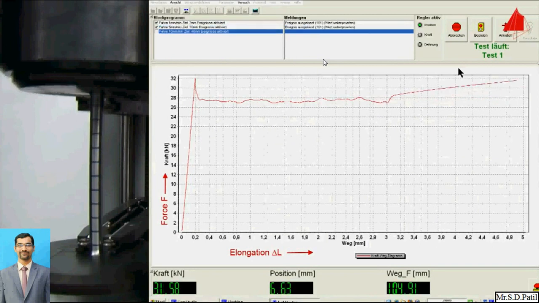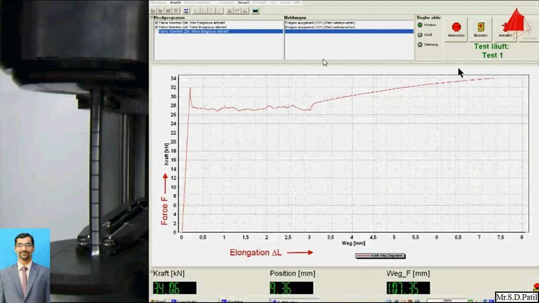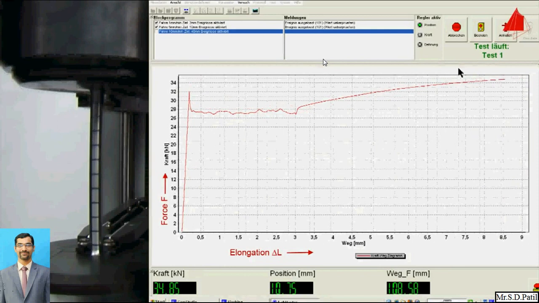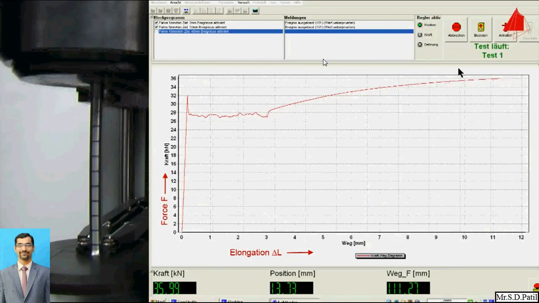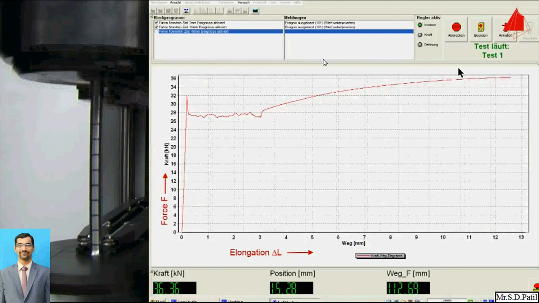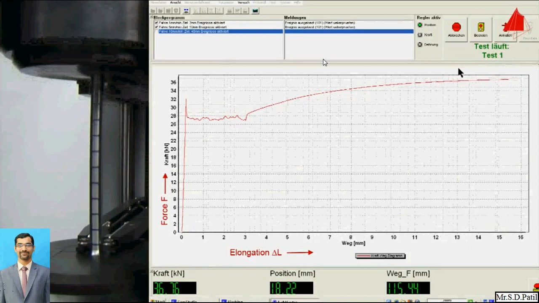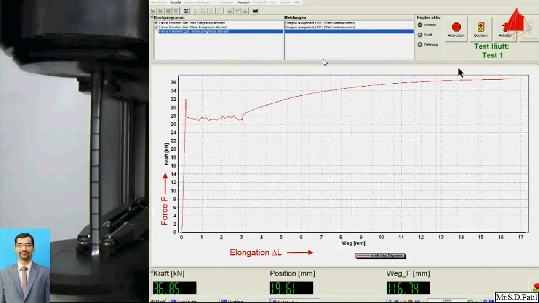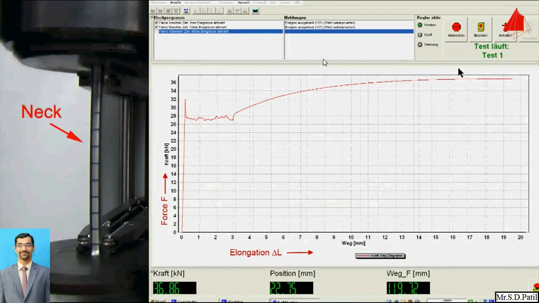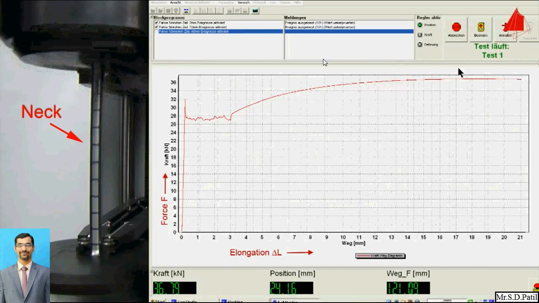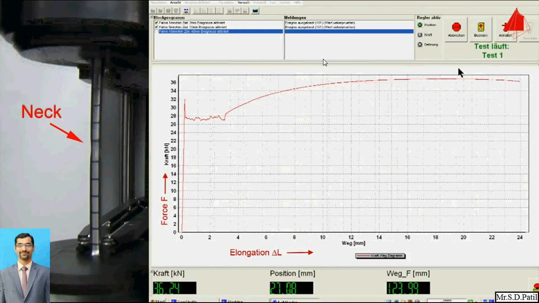So now the force is almost constant, but the elongation has reached about 9 to 10 mm. That elongation is now up to 13 mm. The force is near about 36 kilonewton, and now the forming of the neck has started. So the yield point is over, and here you can see the neck formation in that particular specimen, and just see how the neck has been formed.